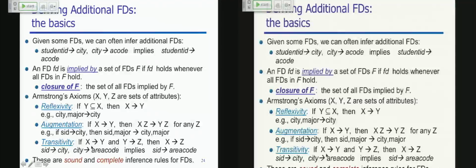Transitivity would be if I know x gives you y and y gives you z, then I know x gives you z. So that's the first one with it. If you know student ID gives you city, city gives you area code, that implies that SID gives you area code. Any questions about any of the rules?